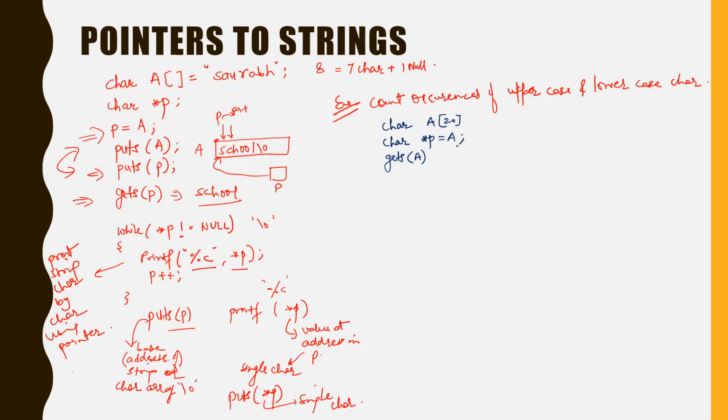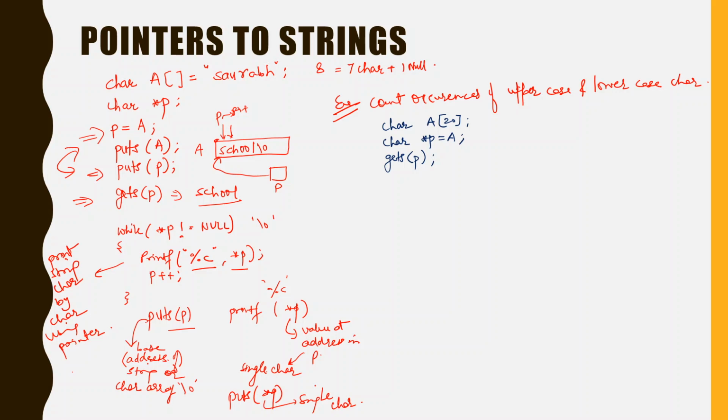It means the pointer starts pointing to this base address a. So this a can be replaced with p. So gets of p would work the same, and the value that is input will go to this particular array a. This will be stored in this array.